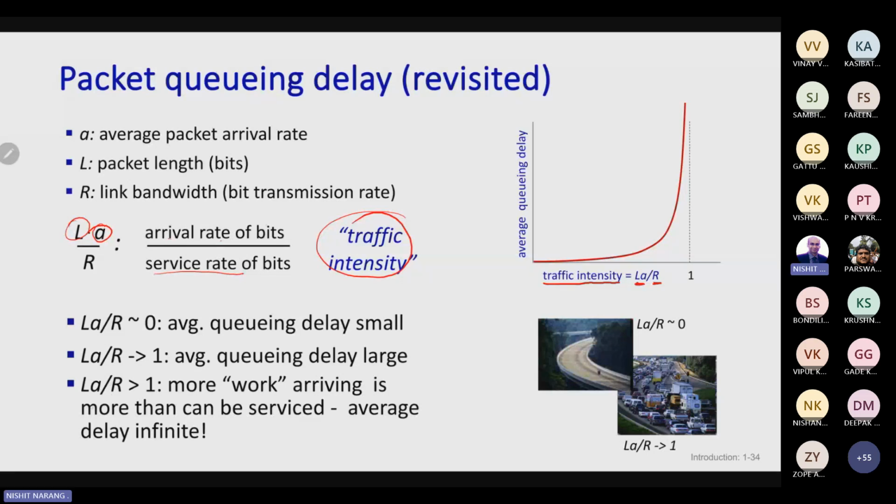If LA over R is tending to 1, so between 0 to 1, the queue is continuously increasing. As it approaches 1, we say that the queuing delay is quite large by now. But as soon as LA by R, which is the traffic intensity, increases beyond 1, we are saying that the work is arriving much faster than how it can be serviced. So the delay will become infinite. It is for such cases that no matter how many buffers you have, eventually you will end up in a packet loss condition.